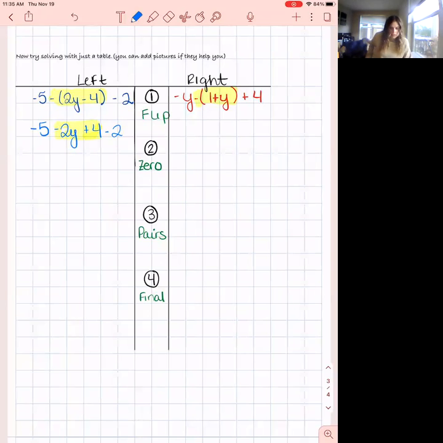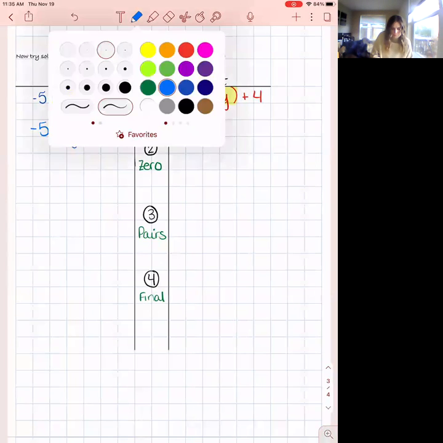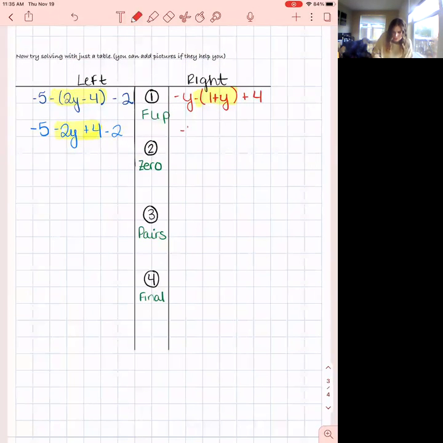Now I need to do that on the other side. So negative y doesn't change. The stuff that's highlighted needs to flip. So this was a positive 1. I need to flip it, and it's minus 1. This is plus y. I need to flip it to minus y. And then I just need to make sure I don't forget about this little plus 4 sticking out on the end. He stays the same, highlighting what got changed like that.